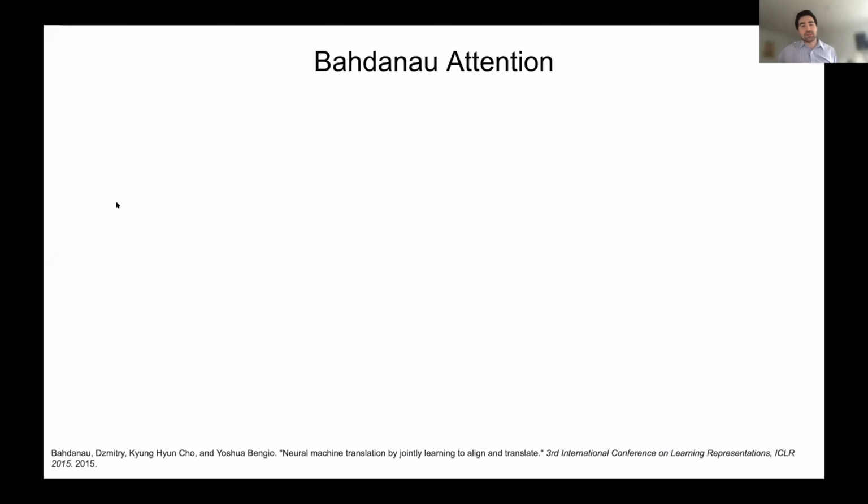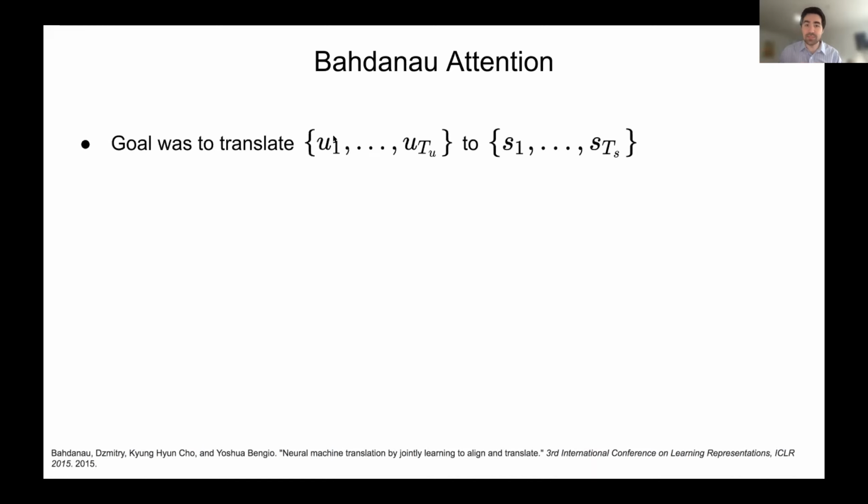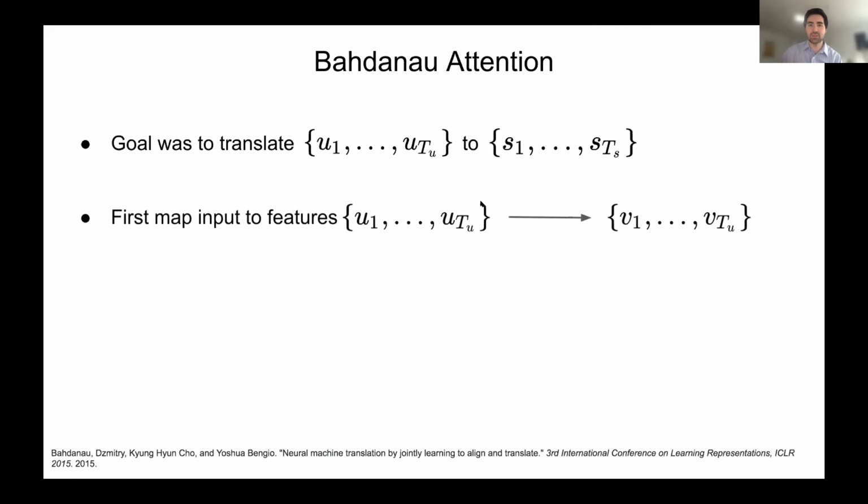The starting point of this is perhaps the first paper that introduced this idea of an attention mechanism. This was in the context of learning to translate a sentence from one language to a sentence in another language. The idea is that we have some input sentence, which we have suggestively called U here, with T sub U words, to a sentence in a different language, S1 to ST. Each of these represents some word in a language. The way this proposed architecture worked was you would first map your input sentence to a set of features, which we're calling V here.